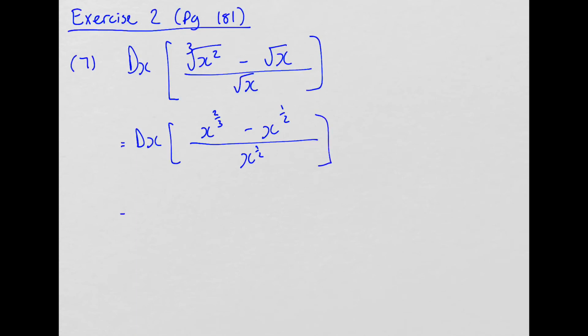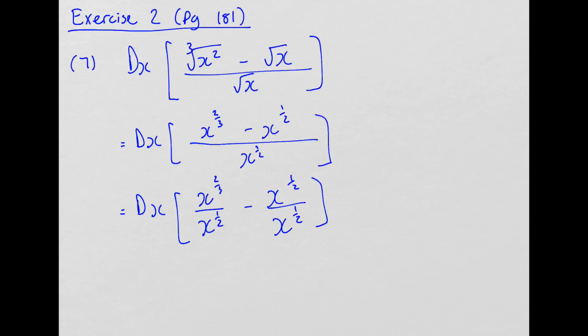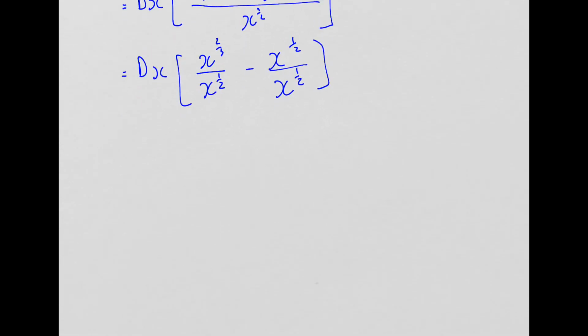Right, now we can split those up. So x to the 2/3 will be over x to the half, minus x to the half over x to the half. Right, now, it's quite simple in this situation because we've got a fraction which actually cancels out here and becomes 1.